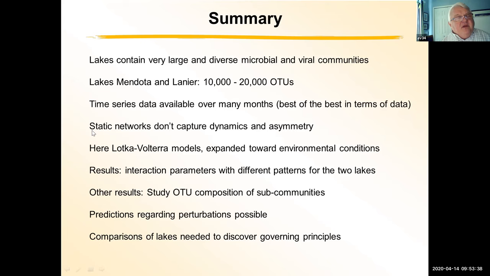If we use static networks, we would not capture the dynamics and the asymmetry. Here we use Lotka-Volterra models and we include environmental conditions. And we can look at the interaction parameters, and each parameter by itself is maybe not so important, but if we look at the patterns, we see very different patterns in the two lakes. We need to understand those patterns in the future because they are sort of the drivers of the dynamics of these lakes. And if we want to know what the design principles are that govern these lakes and other communities, we need to know those things.